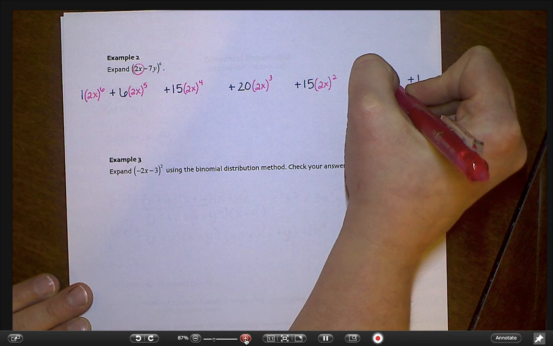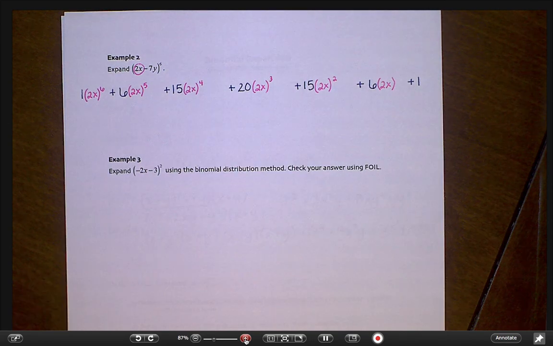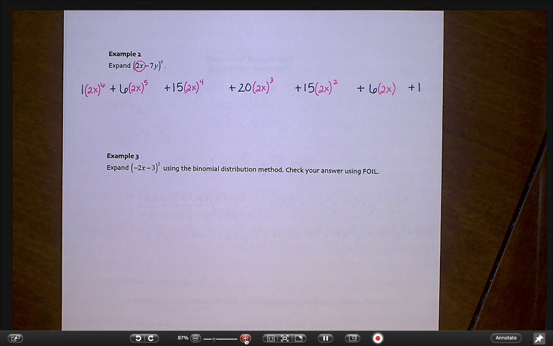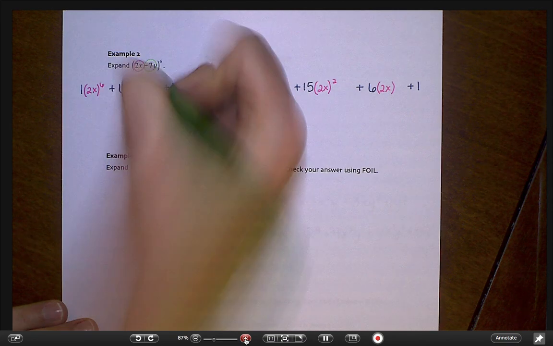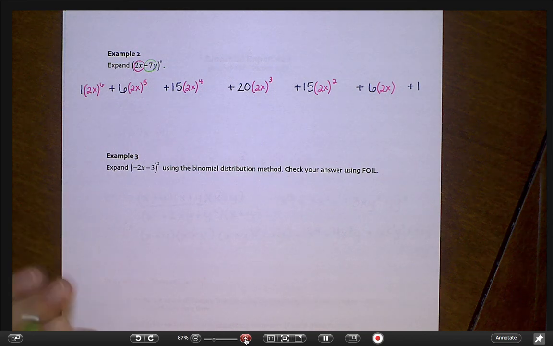This is 2x. And then the last term doesn't get 1 at all because that's like a power of 0. Okay. Now let's do the negative 7y. Attach that negative right to the 7. Okay. This one's going to be super important that you have it in parentheses.